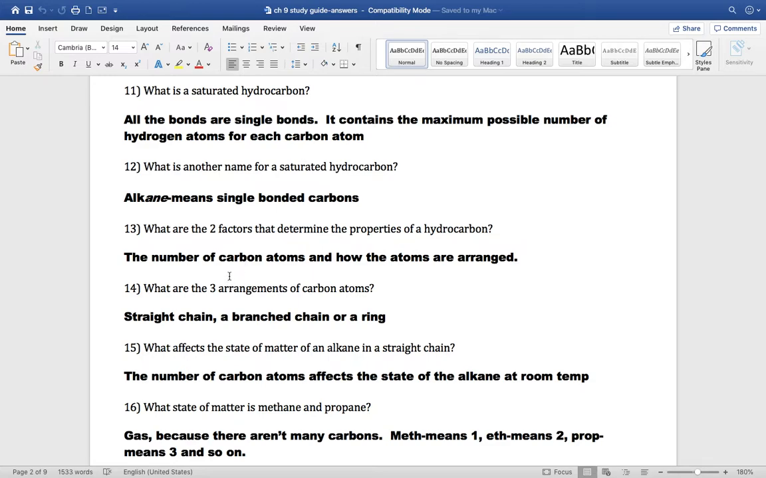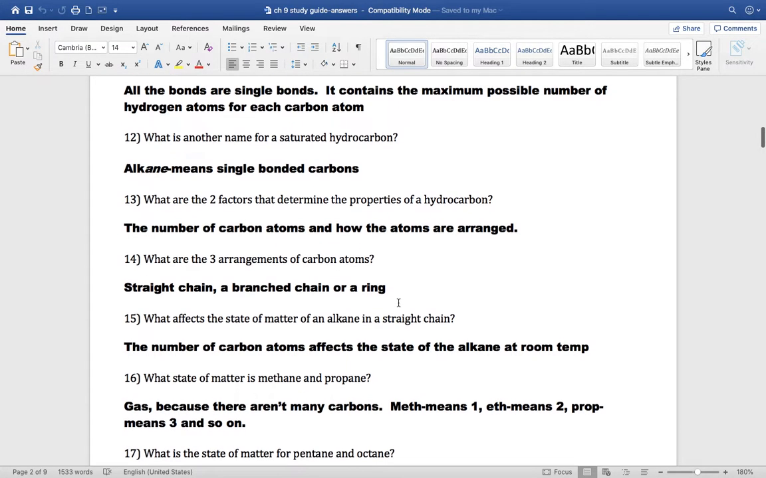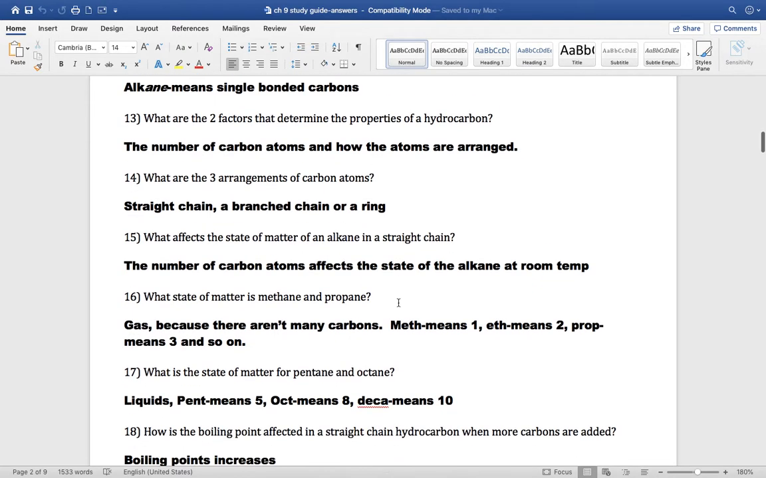Number 13, what are the factors that determine the properties of a hydrocarbon? The number of carbon atoms and how the atoms are arranged. Like, is it a ring? Is it a straight carbon? Or is it a branched? What are the 3 arrangements of carbon atoms? That's a straight chain, a branched chain, or a ring.